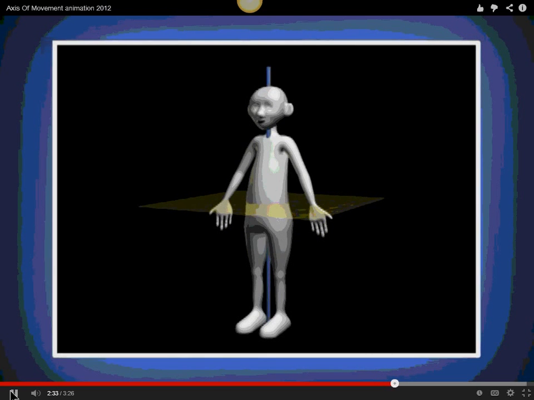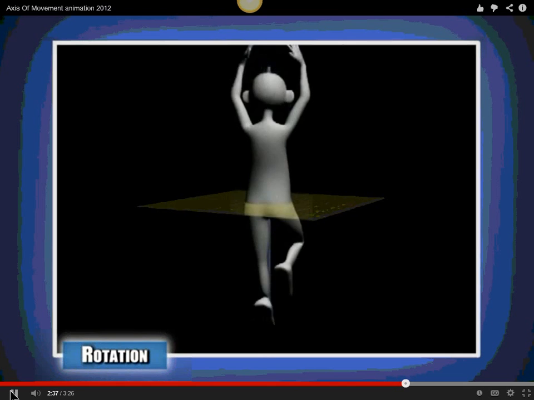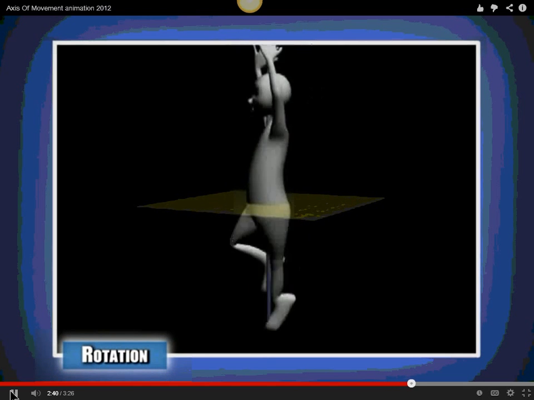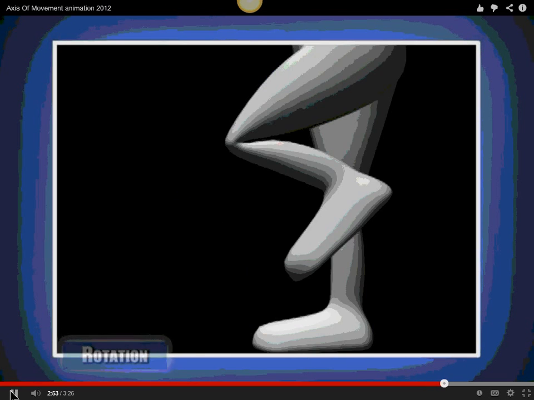The last axis left to discuss is moving in a horizontal plane about a vertical axis. If an ice skater spins, they are moving in a horizontal plane about a vertical axis. Other examples may be shaking your head no, or twisting the spine while the feet are planted on the ground. Moving about the vertical axis requires rotational movements.